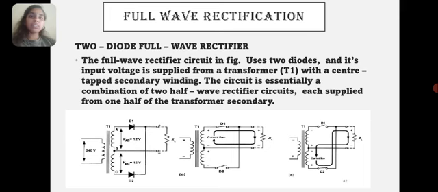In this, the two-diode full-wave rectifier. The full-wave rectifier circuit in the figure uses two diodes, and its input voltage is supplied from a transformer T1 with a center-tap secondary winding. The circuit is essentially a combination of two half-wave rectifier circuits, each supplied from one half of the transformer secondary.